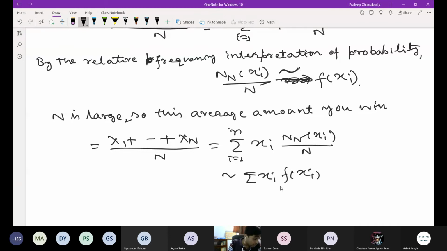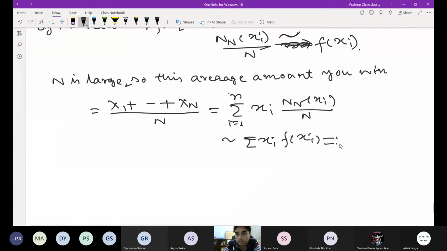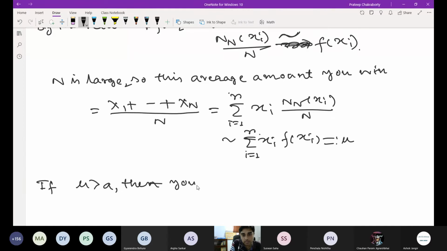So this net amount is what you have a chance of actually winning: the summation xi f of xi, where xi varies from 1 to r. So if mu is greater than a, then you should play. So this is the importance of this definition of mu. And if mu is less than a, you should not play, because then you are actually losing some money.